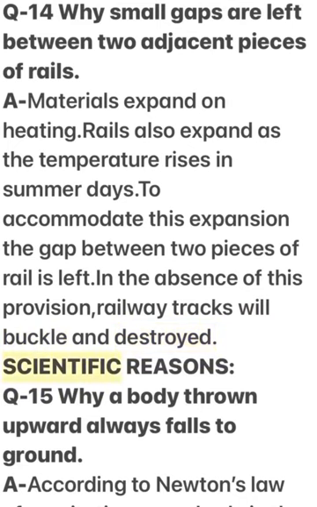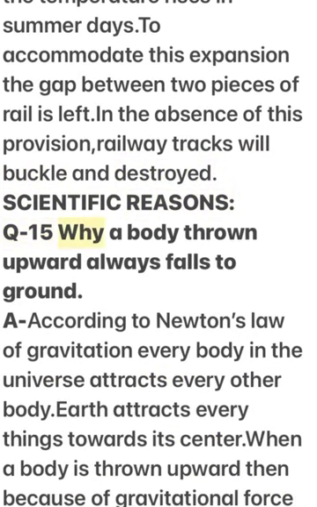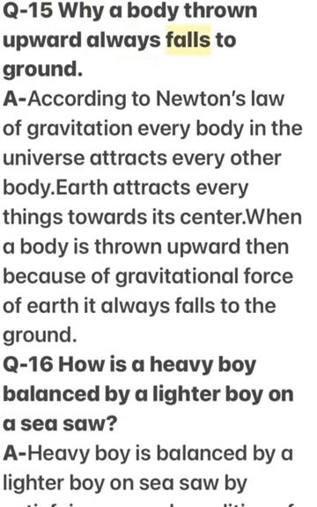Scientific reasons. Q15. Why does a body thrown upward always fall to the ground? A. According to Newton's law of gravitation, every body in the universe attracts every other body. Earth attracts everything towards its center. When a body is thrown upward, because of the gravitational force of Earth, it always falls to the ground.